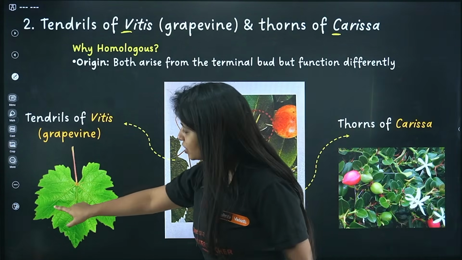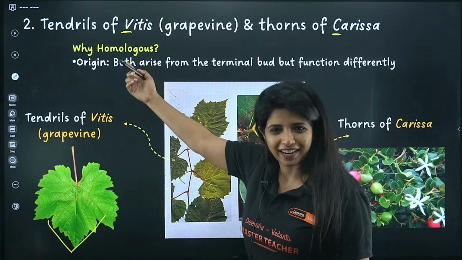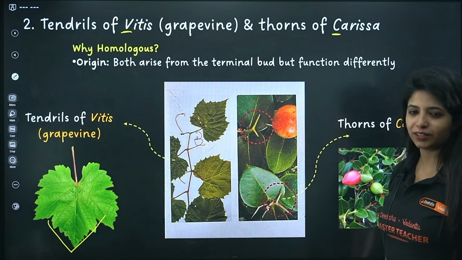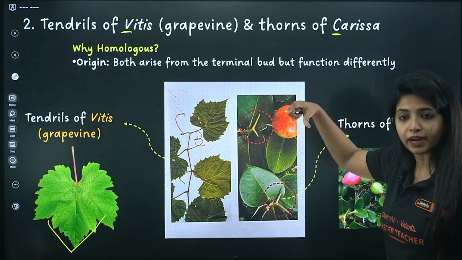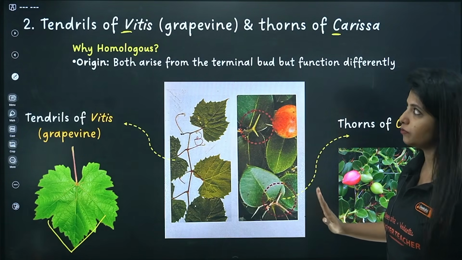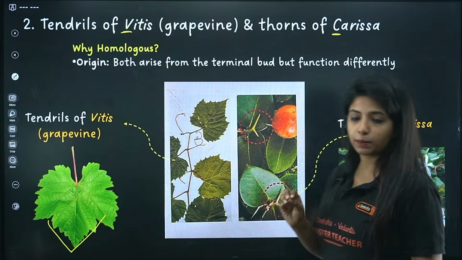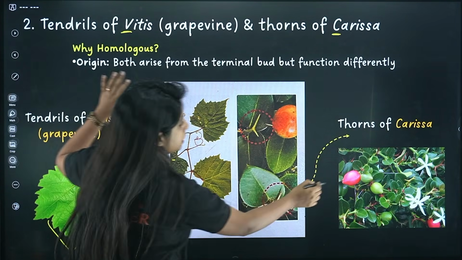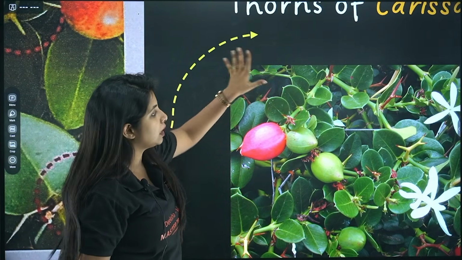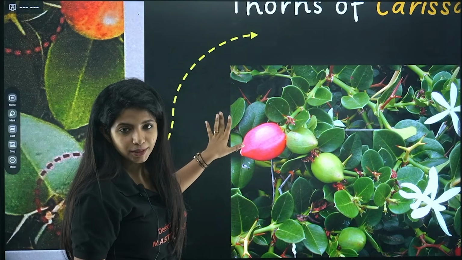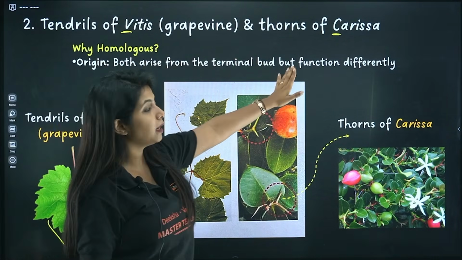Here it almost looks like a small V. That is how you can remember Vitis. And here the leaf is not like how you had in pomegranate. Pomegranate had elongated leaf. Here you do not have any elongated leaves. Got it? So either a picture or an actual plant can be given. If an actual plant is given, please identify it with the help of this particular picture that I am showing you. It's a very smooth type of border that they have. And they also have thorns. So this is the second one, and over here both arise from the terminal bud but function differently.